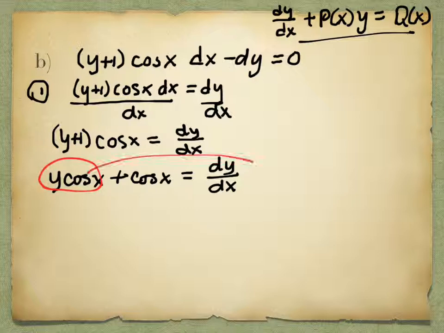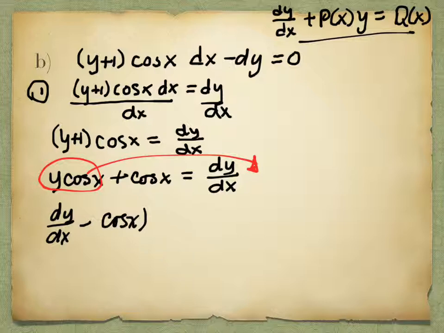This piece right here needs to be on the side with the dy dx. So I'm going to do that, and I'm going to write it on the left at the same time. So this is dy dx minus cosine of x times y equals cosine of x. Okay, so I rewrote it and I flipped it at the same time. Is everybody good with that? Okay. Notice I also wrote it with the cosine of x in parentheses and the y outside of that.